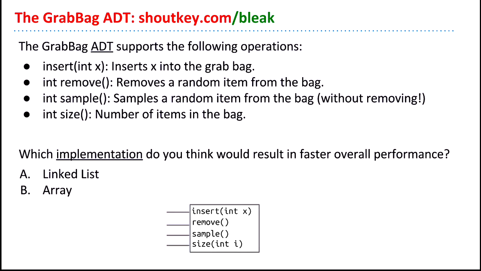Okay, the room is not quite, but is nearly unanimous. So this time I'll just say array people. Why do you think it'll be faster? So for sample, with an array, you can just pick a random number between 0 and the number of items, or however it's stored, and you can go straight there and get the item you want.